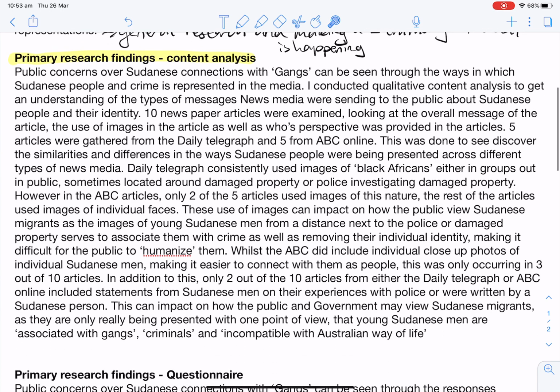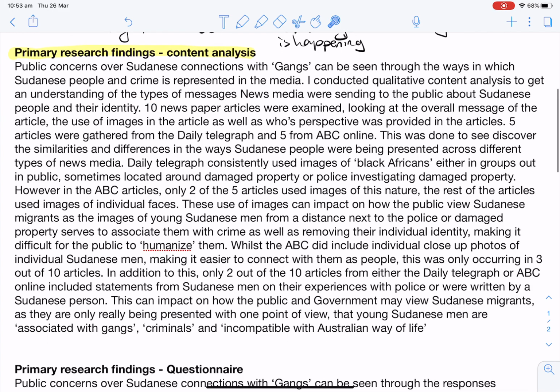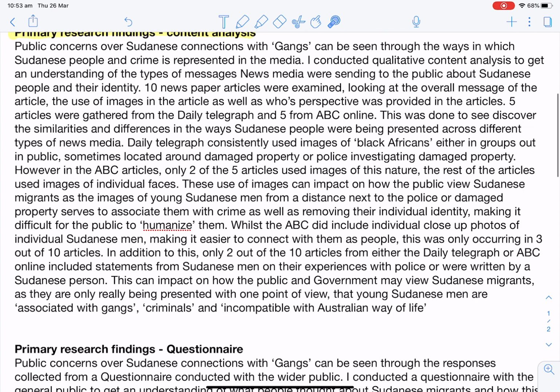Then first of all you want to start off with what the connection is, okay, what you're looking for, and then how it was done. So that they're looking for types of messages, that qualitative content analysis was used, and what kind of newspaper articles were looked at, so the types of newspapers, the Daily Telegraph and the ABC Online, and that there was 5 from that one and 5 from the Daily Telegraph.